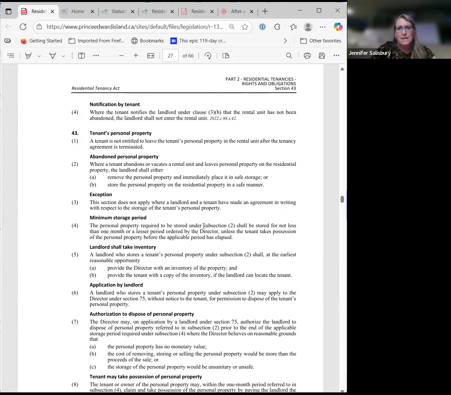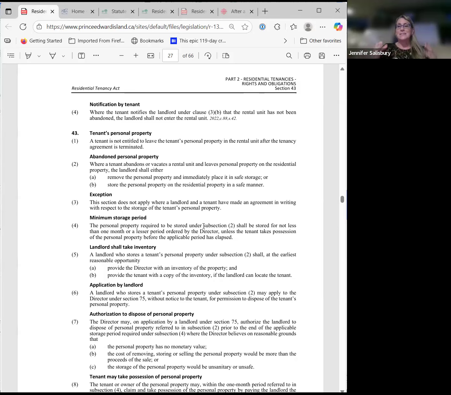Tenant's personal property. A tenant is not entitled to leave the tenant's personal property in the rental unit after the tenancy agreement is terminated. However, when a tenant abandons or vacates a rental unit and leaves personal property on the residential property in the unit, the landlord shall either remove said personal property and immediately place it in safe storage, or store the personal property on the residential property in a safe manner, like move it to the basement or a shed or something else.